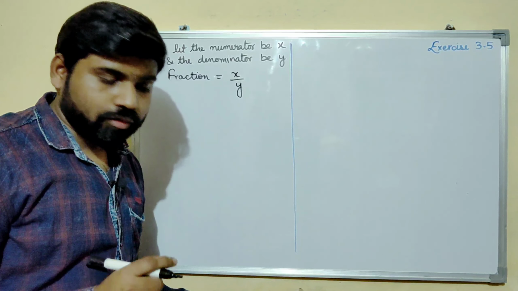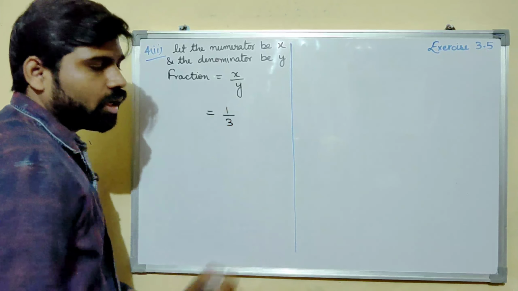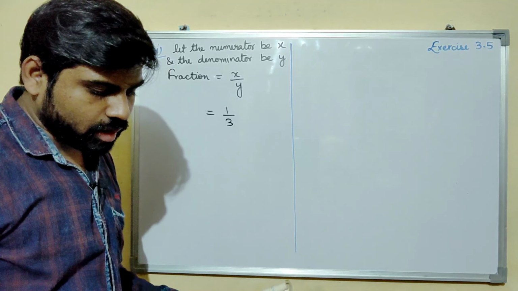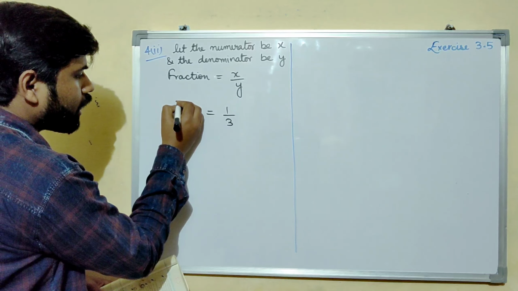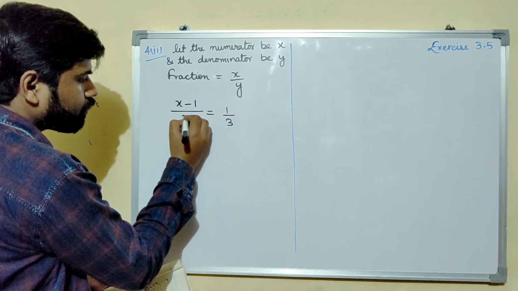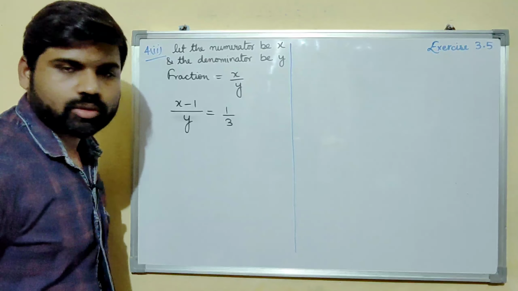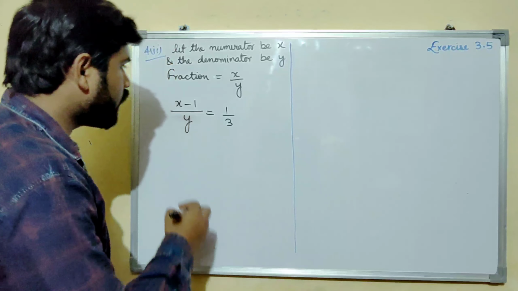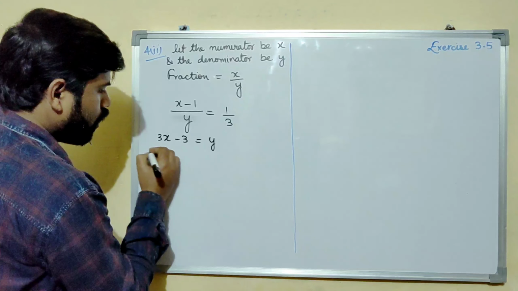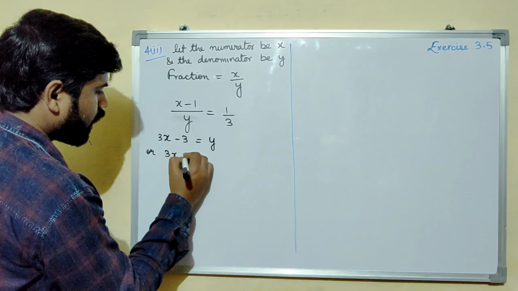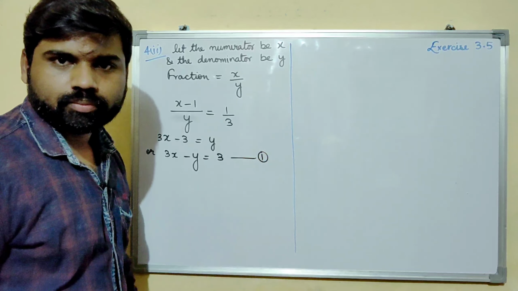They are saying that a fraction becomes 1 upon 3 if 1 is subtracted from the numerator. 1 is subtracted from the numerator. Okay. x minus 1 upon y equals 1 upon 3. Cross multiply it, you will get the equation 3x minus 3 equals y, or you can say that 3x minus y equals 3.